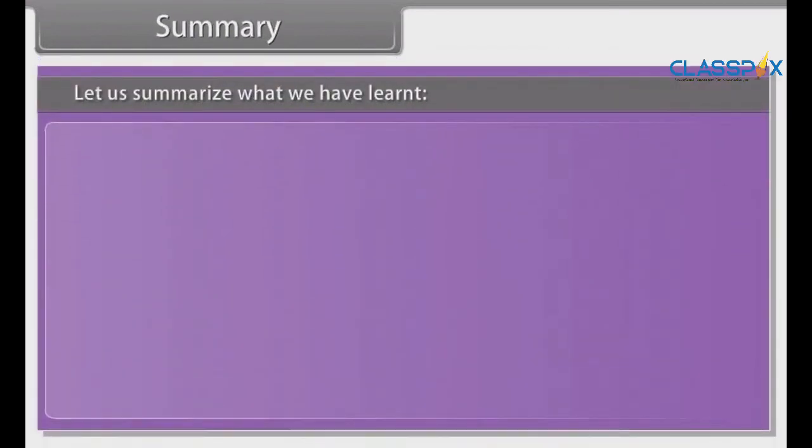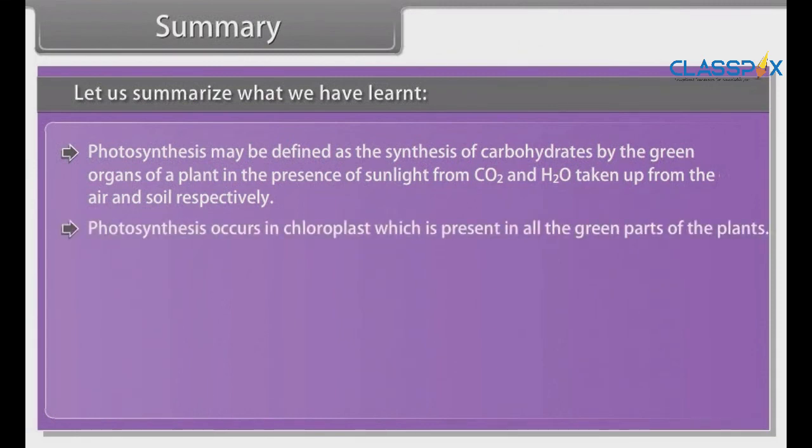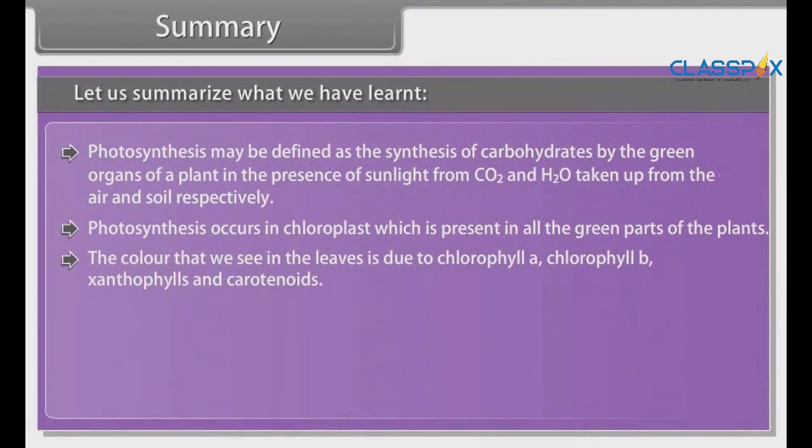Summary. Let us summarize what we have learned. Photosynthesis may be defined as the synthesis of carbohydrates by the green organs of a plant in the presence of sunlight from carbon dioxide and water taken up from the air and soil respectively. Photosynthesis occurs in chloroplasts, which are present in all the green parts of the plants. The color that we see in the leaves is due to chlorophyll A, chlorophyll B, xanthophylls and carotenoids.